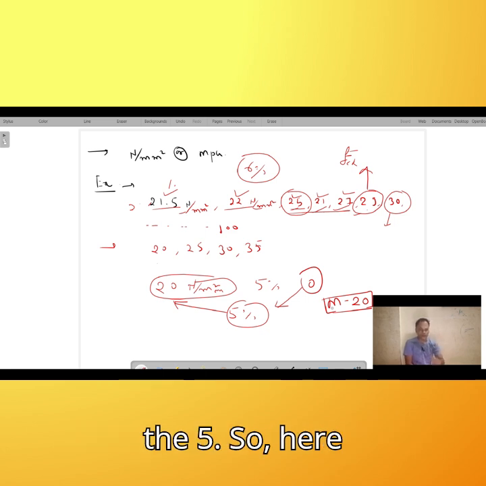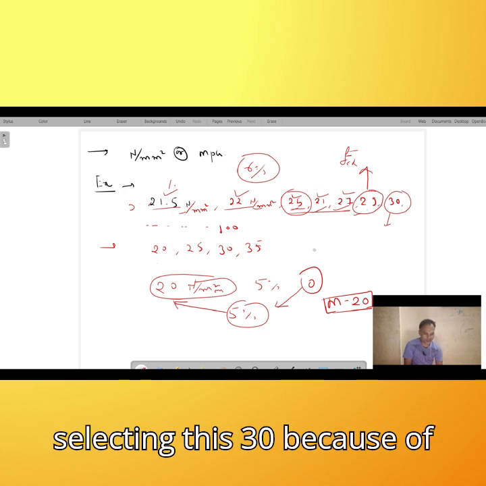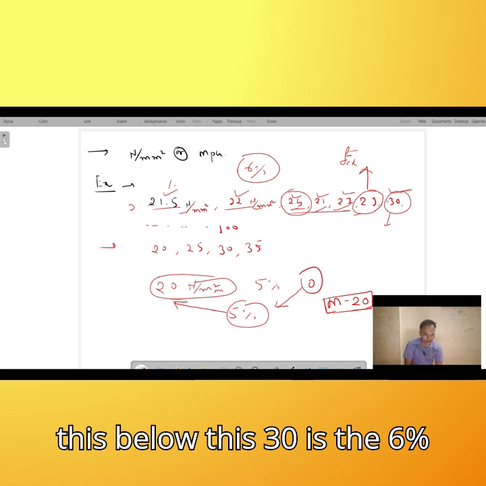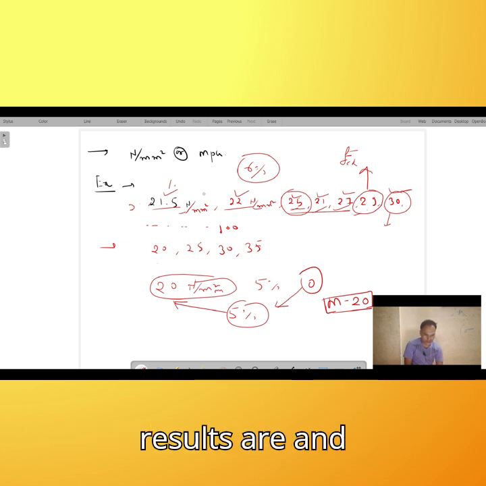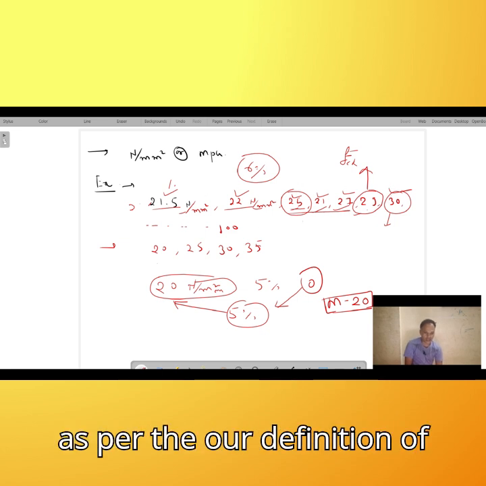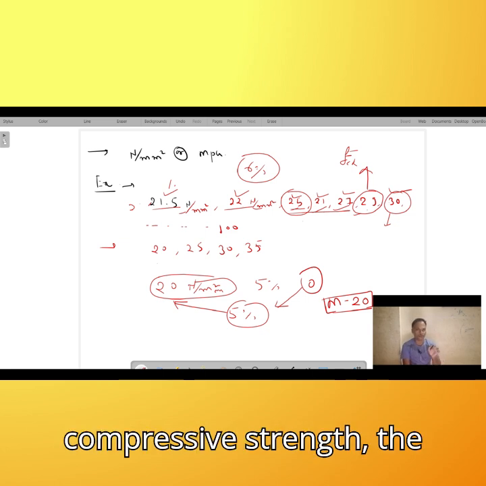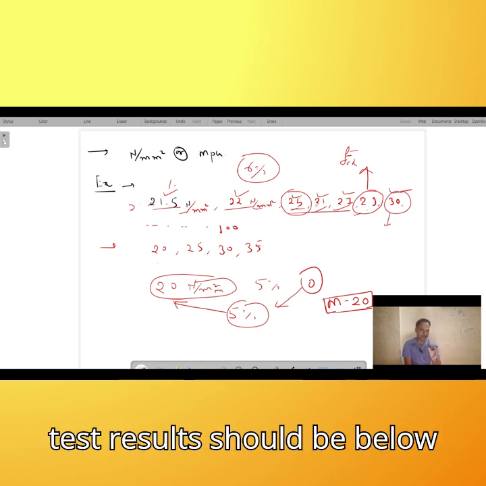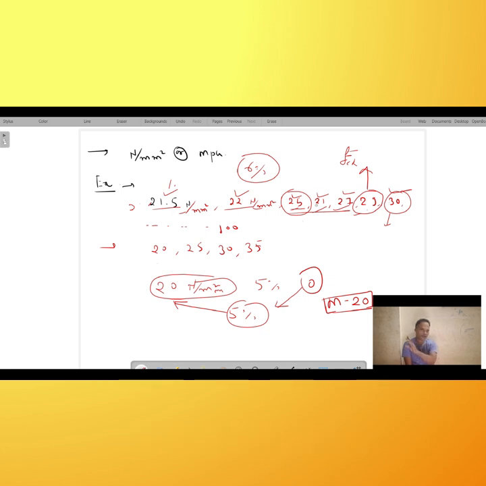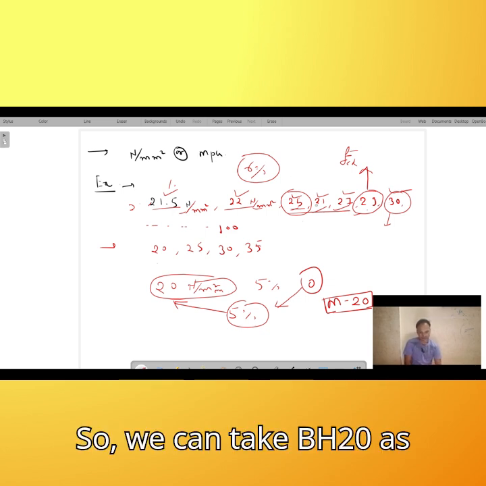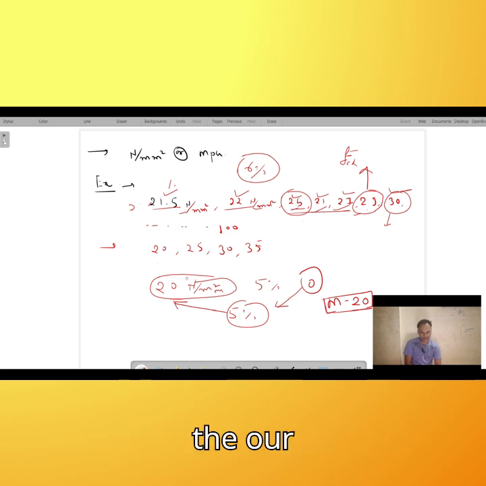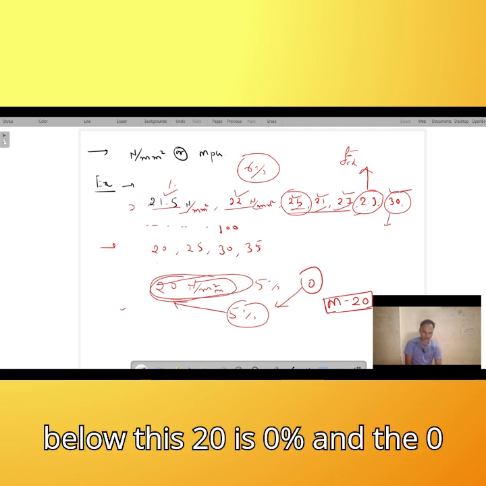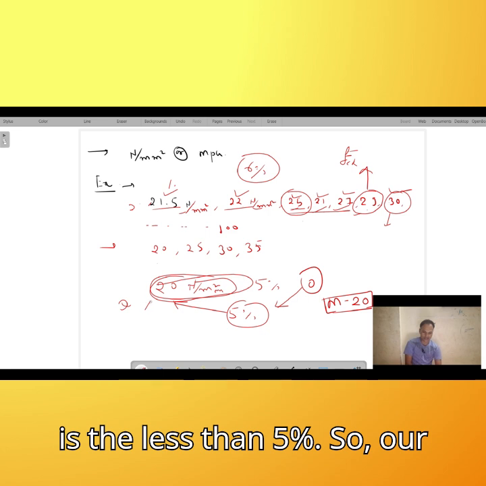So here we are not selecting this 30, because below this 30 there are 6% results, and as per our definition of the characteristic compressive strength, the test results below it should be within 5%. So we can take 20 as our fck, and below this 20 is 0%, and 0 is less than 5%.